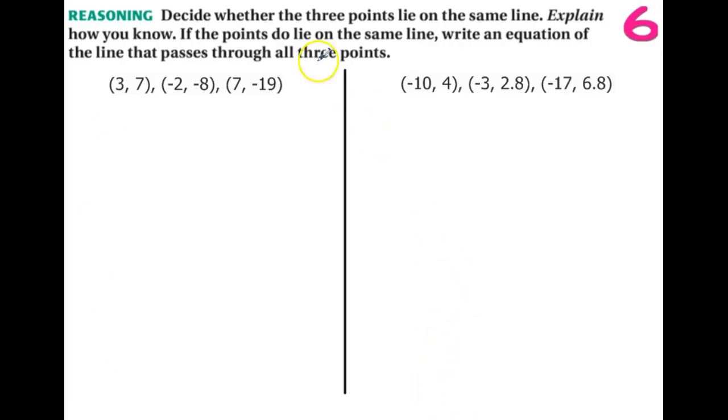Our last couple problems say, decide whether the 3 points lie on the same line. Explain how you know. If the points do not lie on the same line, write an equation, or if they do lie on the same line, write an equation of the line that passes through all 3 points. So we have 3 points. We need to find the slope between these 2 points, the slope between these 2 points, and the slope between the first point and the last point. So we can do this by using our slope formula, which is y2 minus y1 over x2 minus x1.